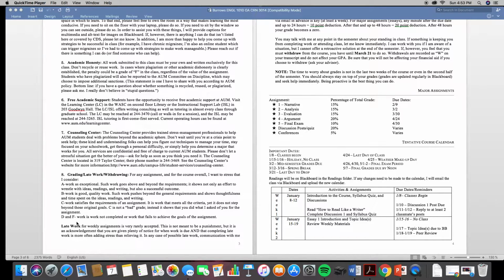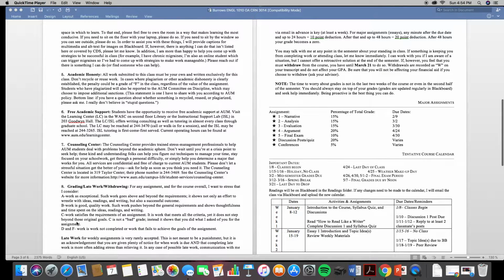Late work. For things like discussions, I don't accept late work. You have plenty of time to get that stuff done. It's not that much work in terms of word count, so I don't take late discussions. For your essays, however, you do have a little bit of leeway, although you will lose points.